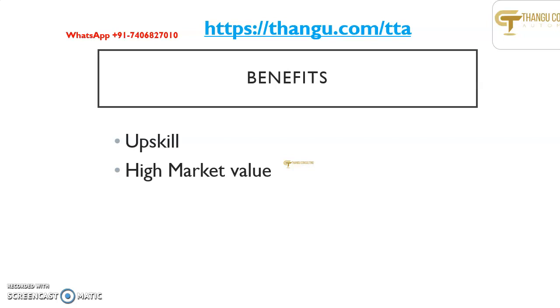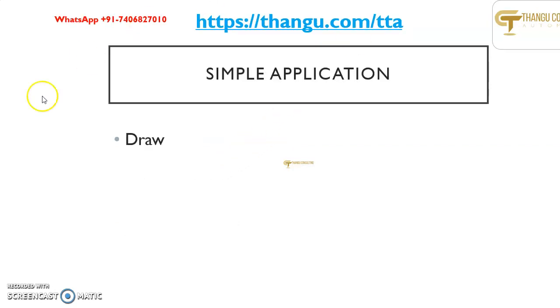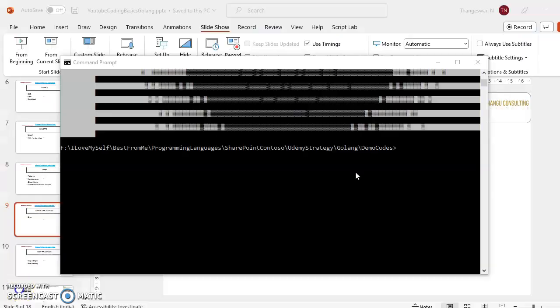Big companies repeatedly came to me for Golang, indicating that really big projects are also going on in Golang. And if you are coming from a C++ background, then Golang is the way for you. What types of applications can you build in Golang? A lot of platforms can be replaced. It's a good way to replace many old codes, and for cloud native applications, distributed network services, and many more. Let's look at some sample Golang applications to understand.